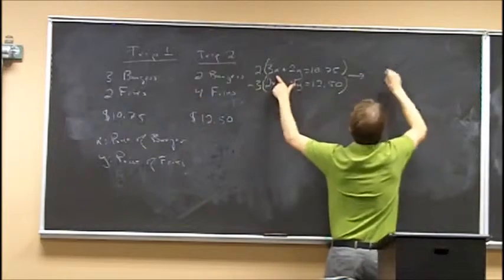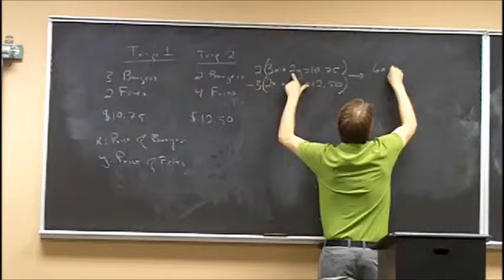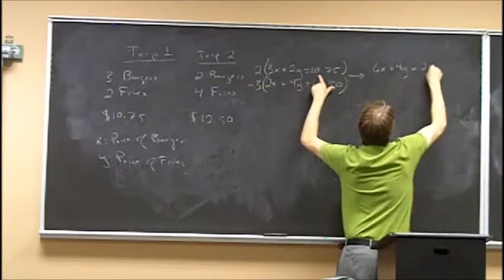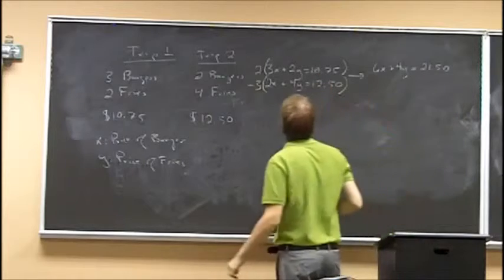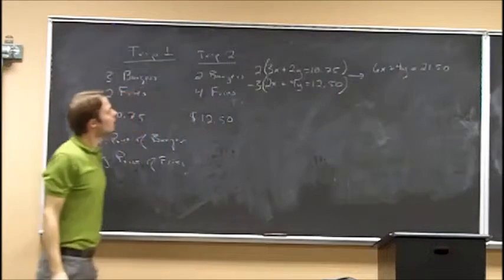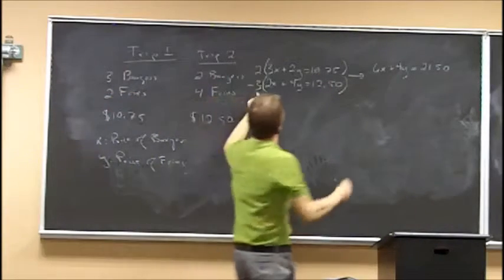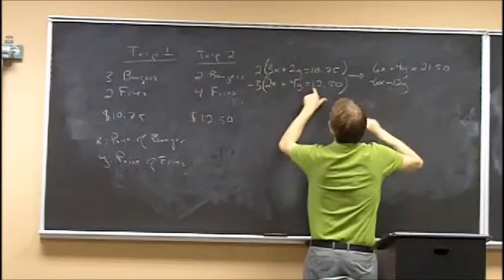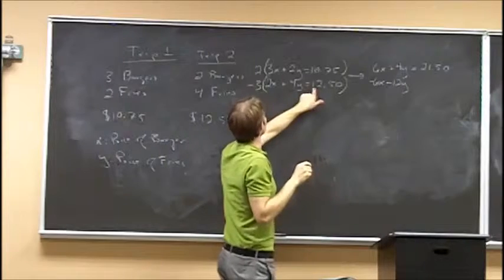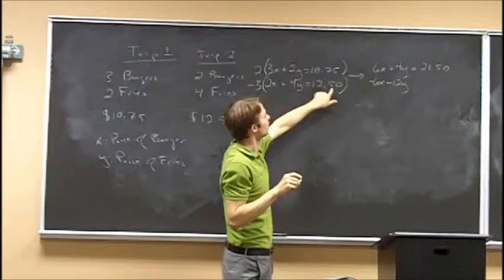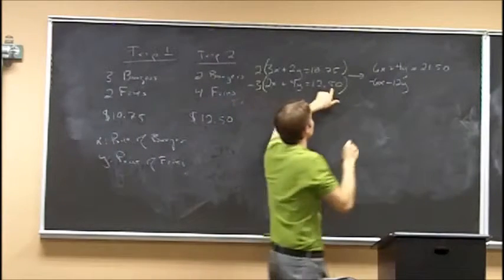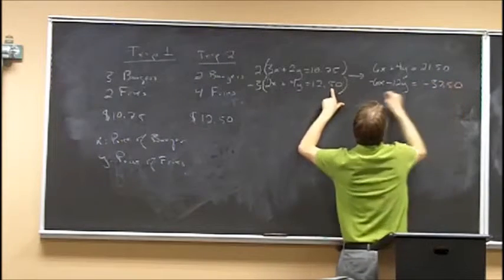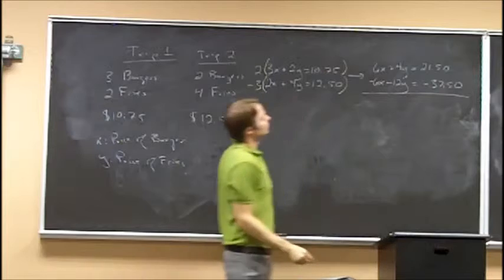If I do this, the top equation becomes 6x plus 4y is equal to 21.50. And the bottom equation should become negative 6x minus 12y is equal to, 12 times 3 is going to be 36, and then this will be $1.50, so it should be 37.50, but it will be negative.